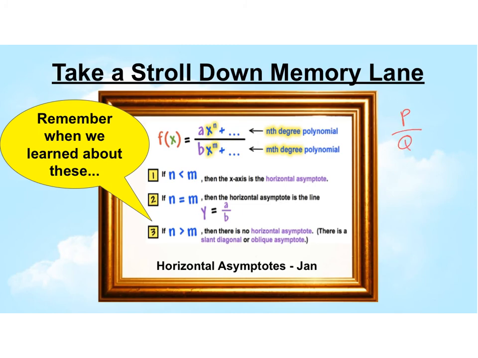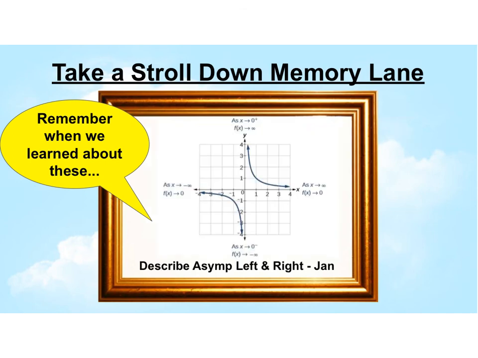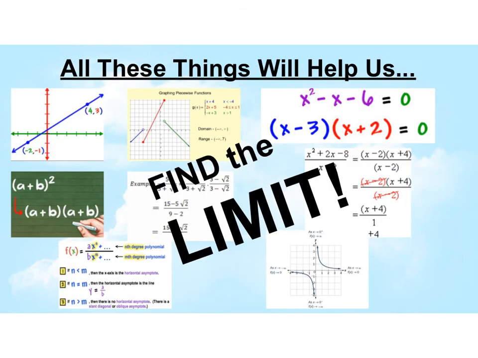So you're going to have to remember when is it y equals 0? When is it y equals A over B? And when is there just no horizontal asymptote? Describing the asymptotes, the left and right behavior. Remember, if we say 0 to the plus, that means 0 from the right. And if we say 0 to the negative, that means 0 as it approaches 0 from the left. So we're going to have to remember that notation. All of these things will help us find the limit.